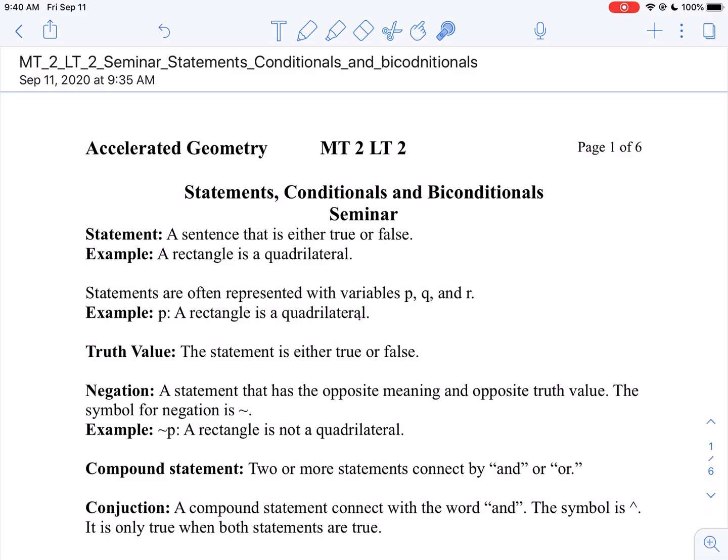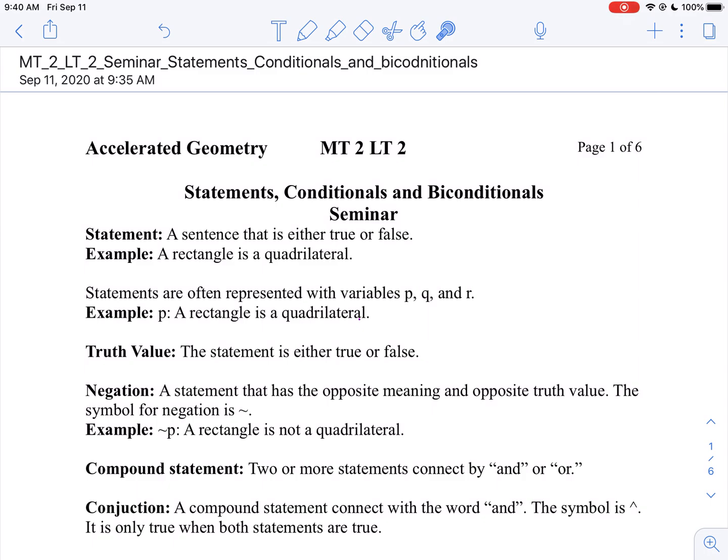A statement is nothing more than a sentence that can be classified as true or false. You don't have to know if it's true or false. You just know it has to be classified as true or false. I gave you an example here. A rectangle is a quadrilateral. That's a statement because it's either true or false. In this case, it is true. But if you didn't know that, it still would be a statement. When you have a sentence like close the door, that's a direction. That's not a statement. That's not something you can classify as true or false.